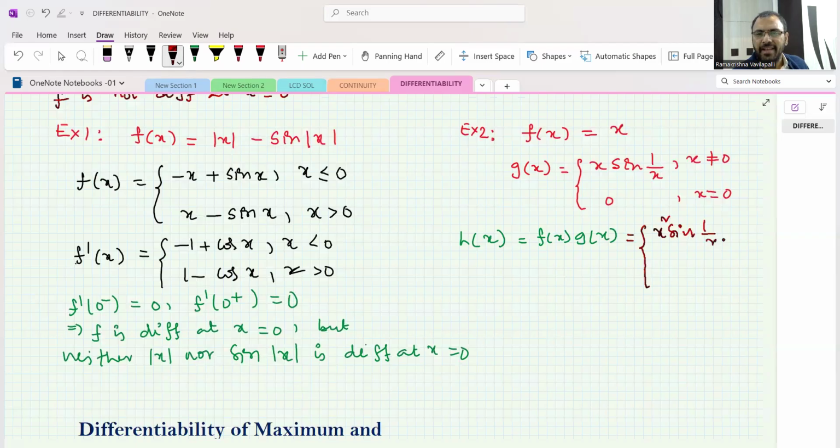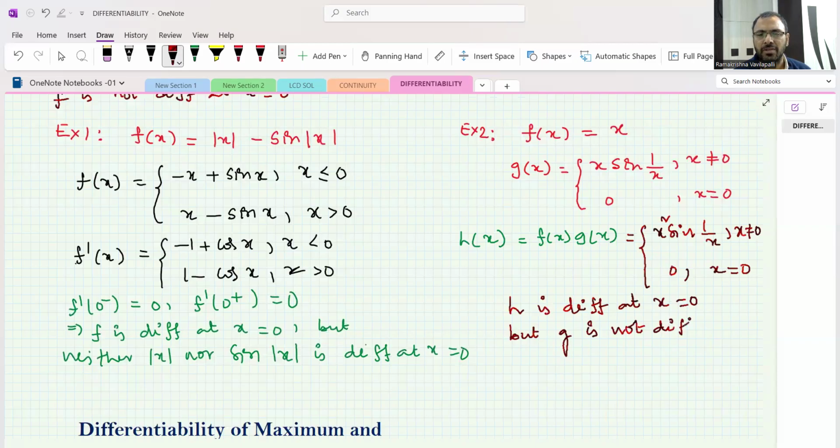I have explained this concept in the part 1 video. Please watch that video also. 0 for x equal to 0. Now I will not explain this function once again. Here h is differentiable at x equal to 0. But g is not differentiable at x equal to 0.